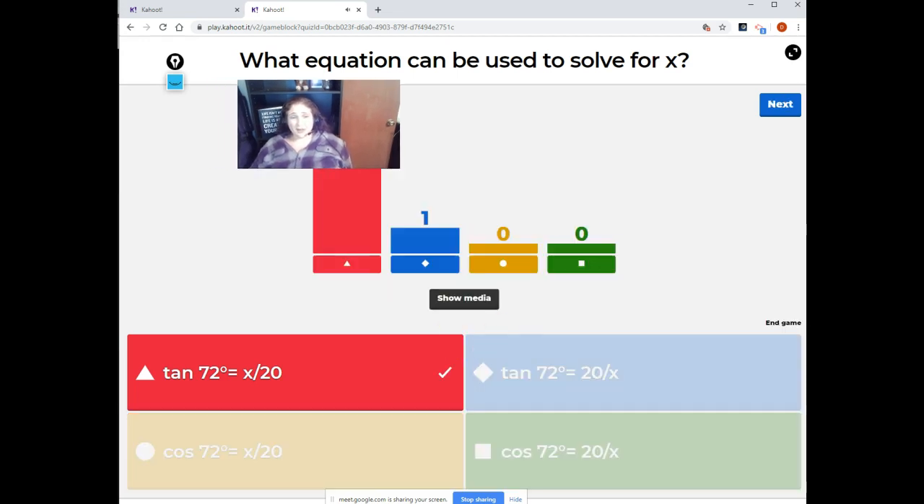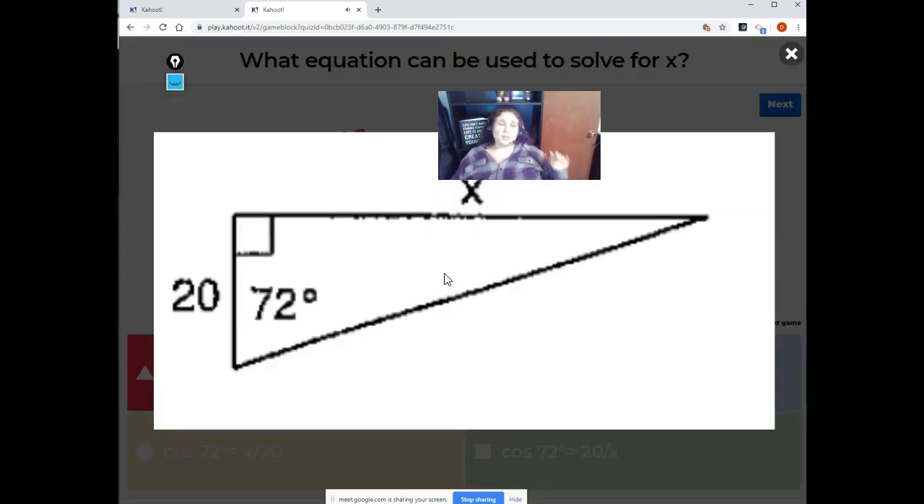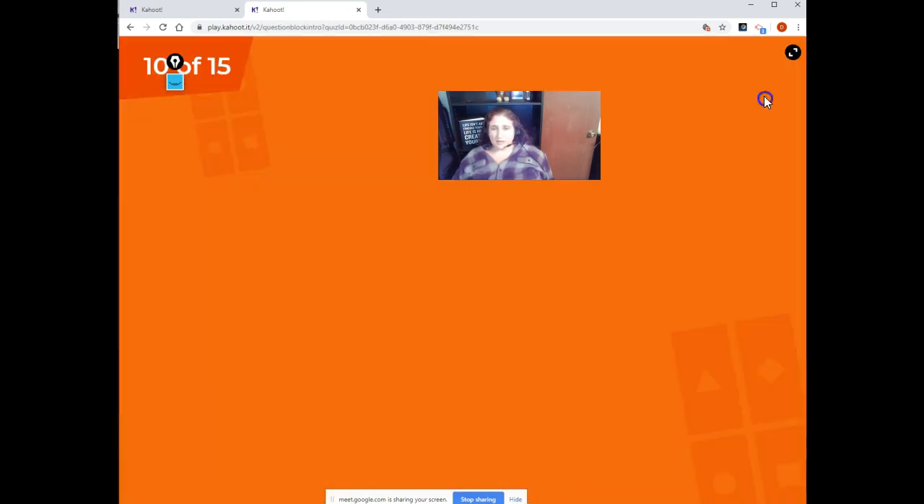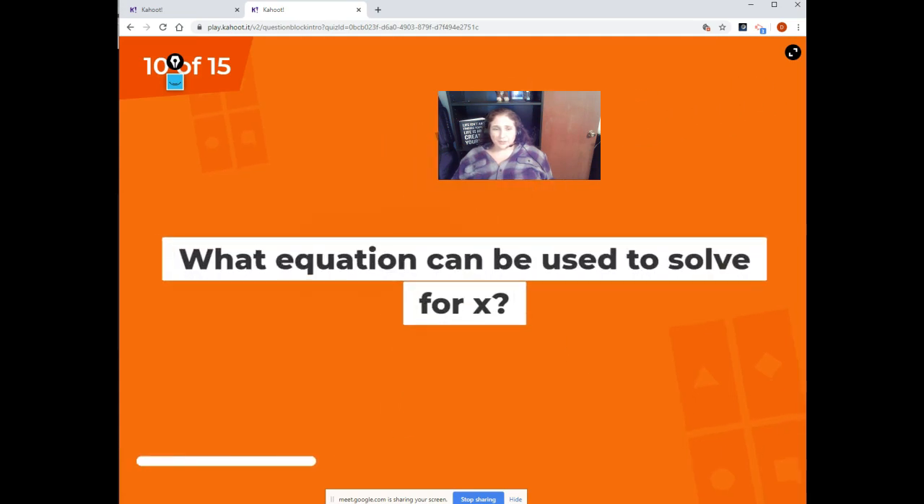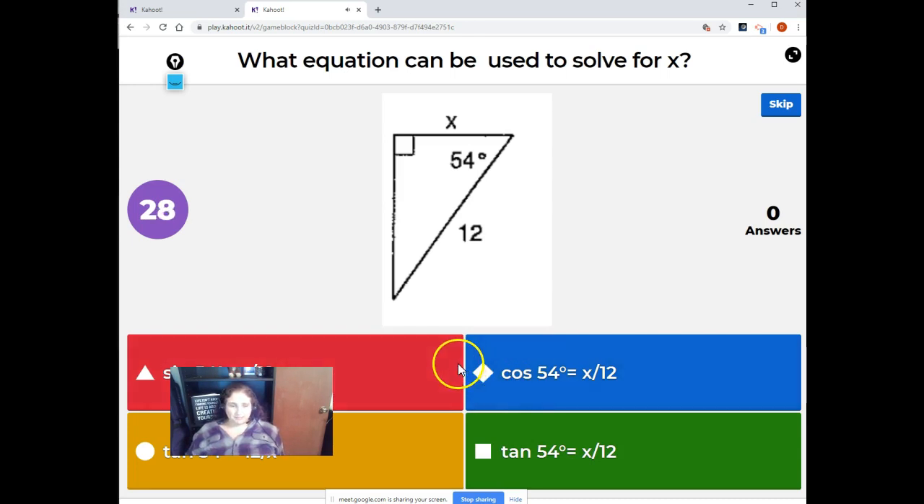Excellent. Someone is doing a great job picking the right trig identity. We just have to remember the order. So because it's opposite adjacent, here's our 72. Our opposite is going across. So that's what we're mapping it to. We'll have this be our last equation.